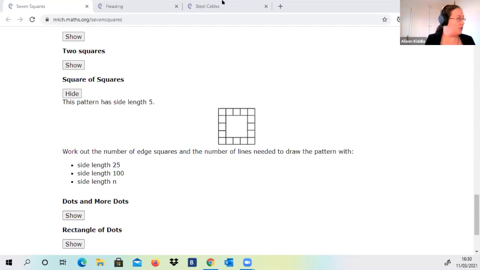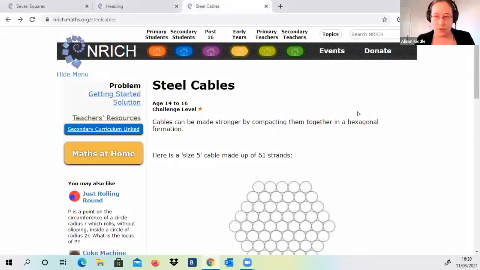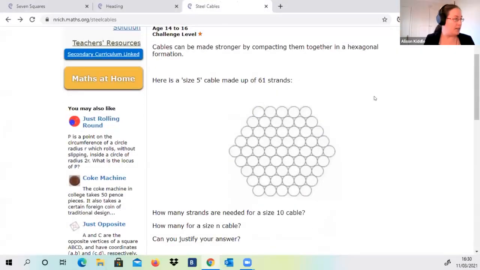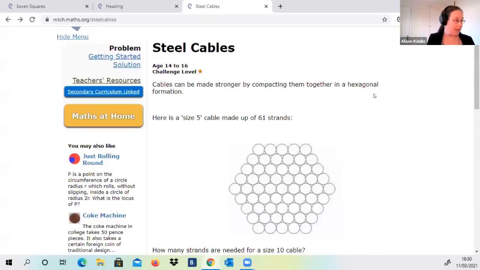Okay, I want to show the problem Steel Cables then. So this is what Steel Cables looks like on NRICH. And the problem starts with a size 5 cable made up from 61 strands.